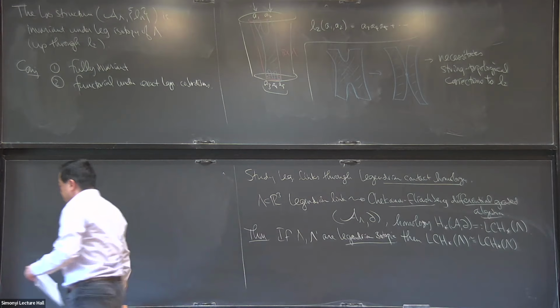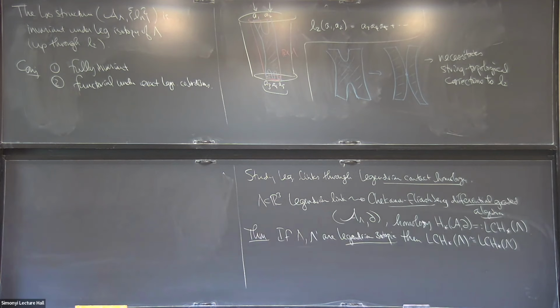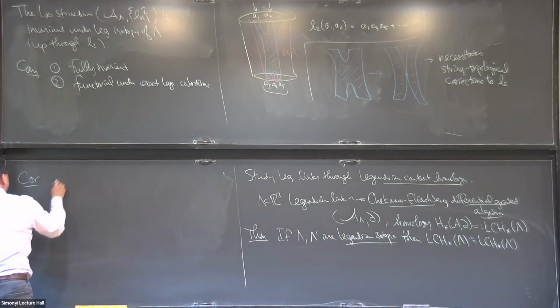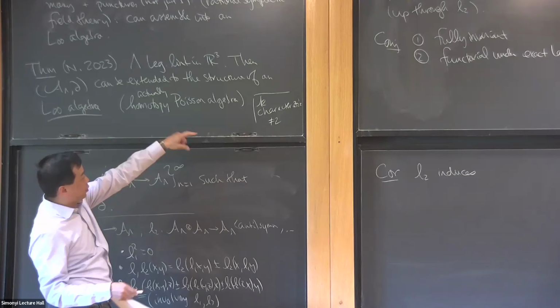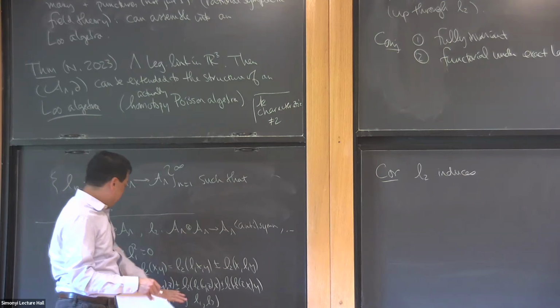What does this L infinity algebra actually give you? This is some sort of abstract structure, but one thing that's easier to describe is that L2 induces... I mentioned that L2 looks like a Lie bracket, but it doesn't satisfy Jacobi. But if you pass to homology with respect to L1, which is to say, if you go to the Legendrian contact homology, then these error terms drop out, and L2 actually does define an honest Lie bracket.